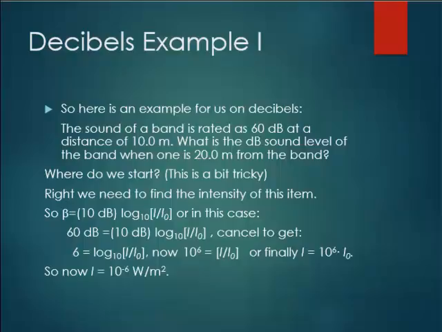And to undo a logarithm, you have to exponentiate it, and you take the number to the power of the base. So it's a log base 10. To undo that, I'm going to raise both sides to the 10. So the left-hand side becomes 10 to the 6th, and the right-hand side becomes just I over I0, which now we can isolate that I out and solve for what we're looking for. Or if we remember that I0 is 10 to the minus 12 watts per meter squared, the intensity of our sound here, the band at 20 meters, is going to be 10 to the minus 6 watts per meter squared.